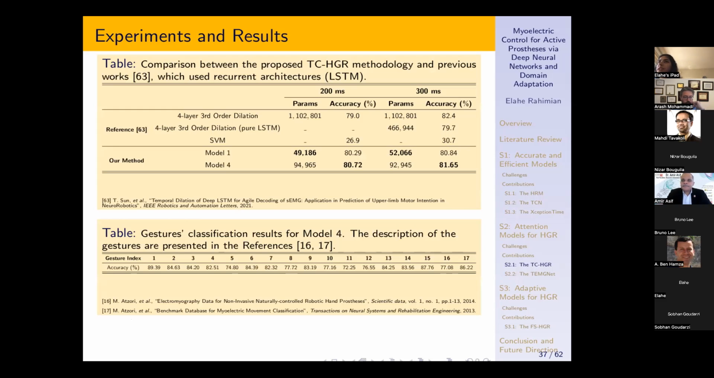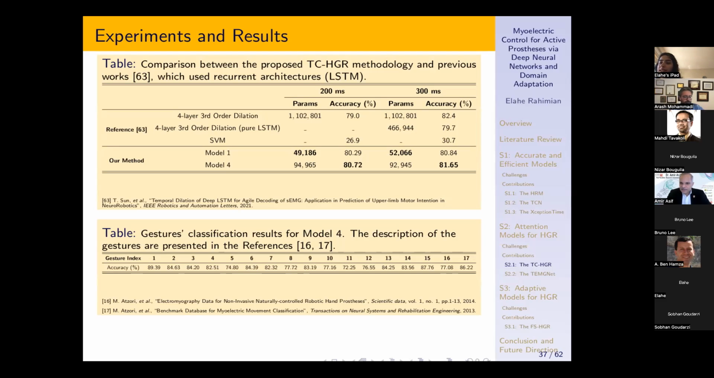And finally here, we compare our result with reference number 63 in the first table. In reference number 63, they are using LSTM and dilation LSTM. So we compare our result with them, and we can see that we reduce the number of parameters, for example, from 1 million to 50,000. And we have that accuracy. For example, our accuracy is about 81%, and their accuracy is about 82%. So we reach that accuracy with a reduced number of parameters.